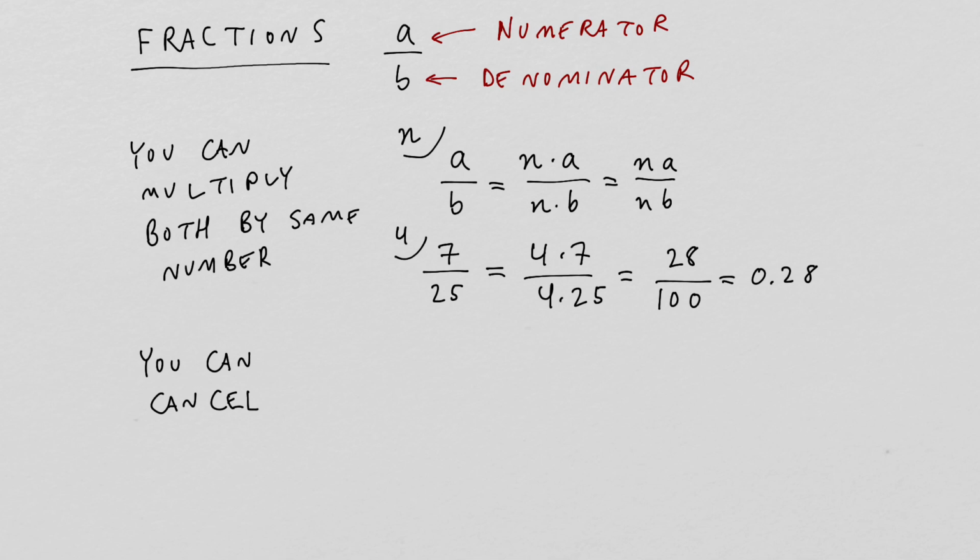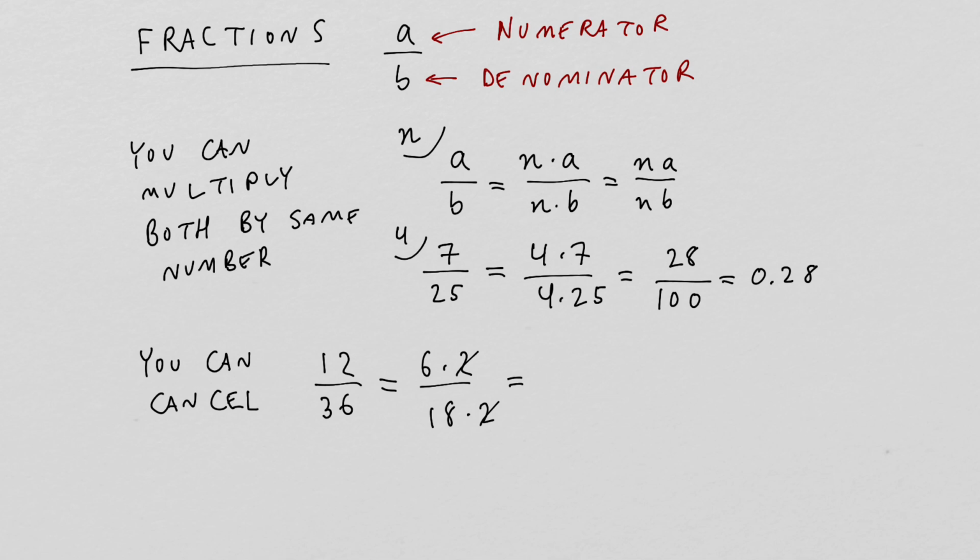You can cancel numbers which are common factors for the numerator and denominator. If you want to simplify this number, we could for example see that both numbers are divisible by 2. We can express 12 as 6 times 2 and 36 as 18 times 2. And we can cancel out the 2's.